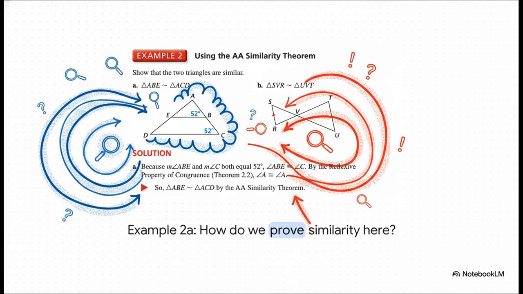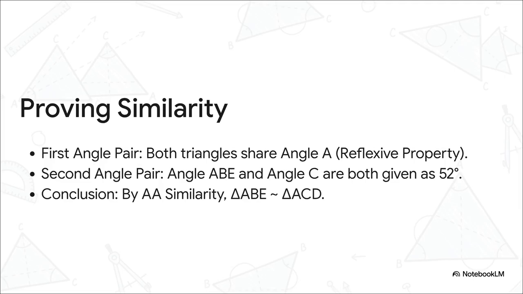Let's try another one that looks a little different. Here we have a smaller triangle kind of tucked inside a bigger one. So, how in the world are we supposed to find two matching angles in this setup? So, the first matching pair is a little sneaky. See angle A up at the top? It's literally the same angle for both the little triangle and the big one. So of course they match.